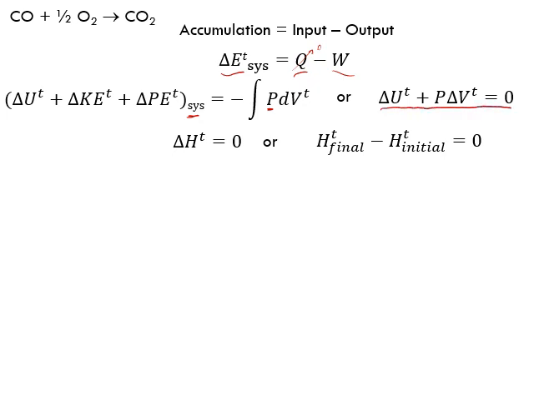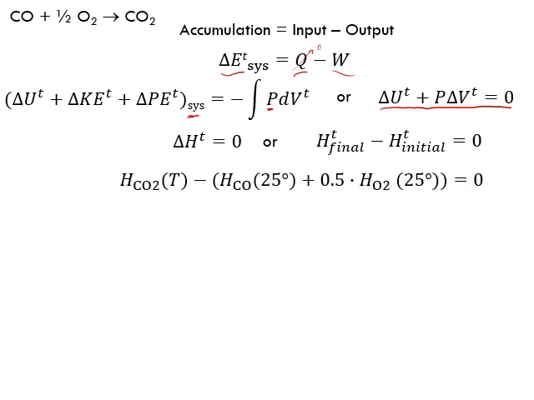And of course we know that this is written as delta H total equals 0, or the enthalpy of the final state minus the enthalpy of the initial state should equal 0. So let's look at the system finally, and let's look at the system initially.